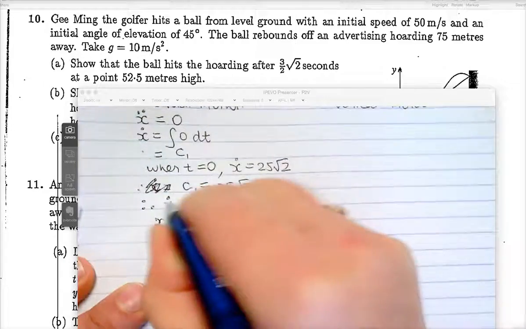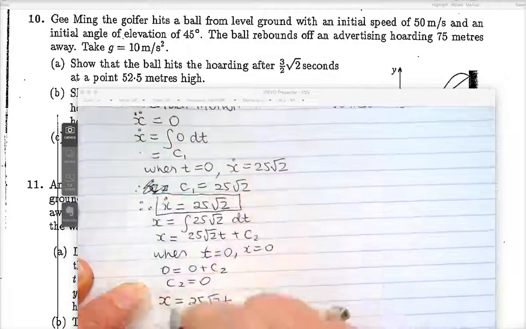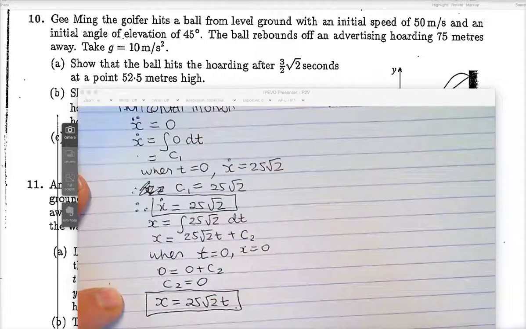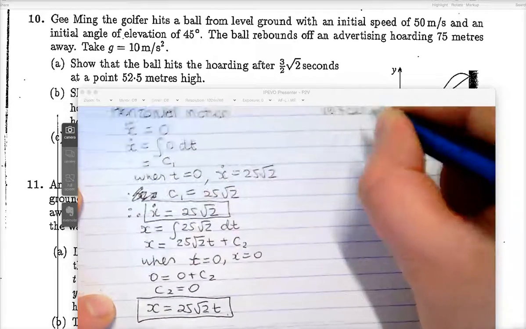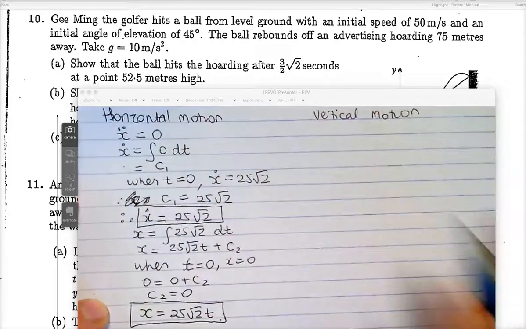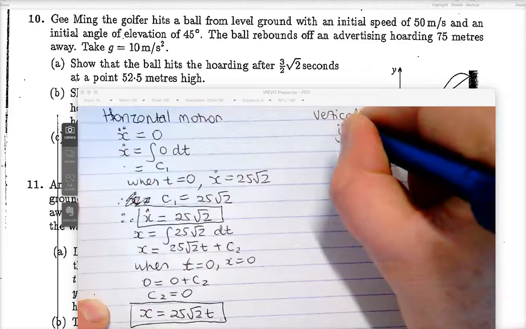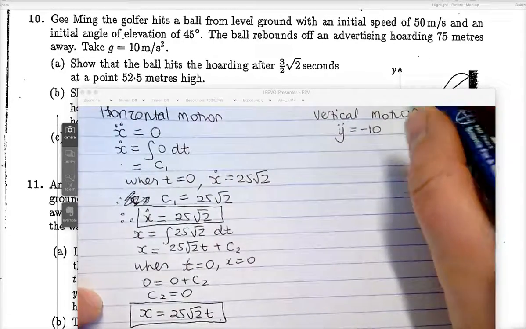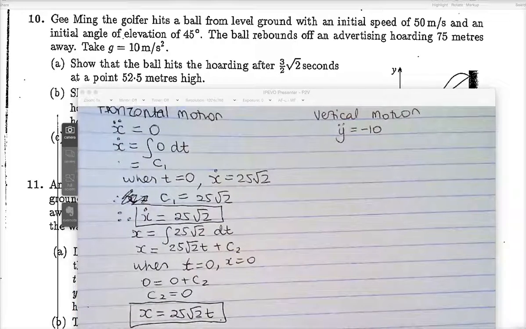You might want to box up your equations so that you can see them. And then we're going to start with vertical motion, same thing. All good? Vertical motion, y double dot equals negative 10. Please put the negative 10, because it's acting downwards. Even though they say take g to equal 10 meters per second squared, you need to say that the vertical acceleration is negative 10 because it's acting downwards.